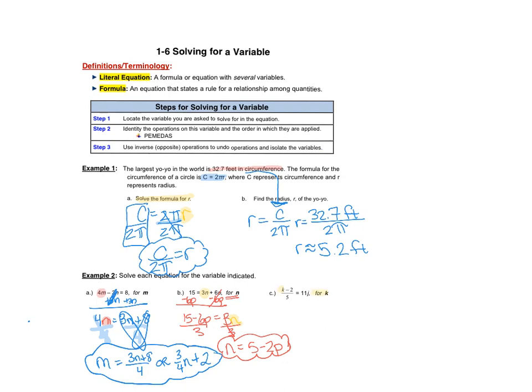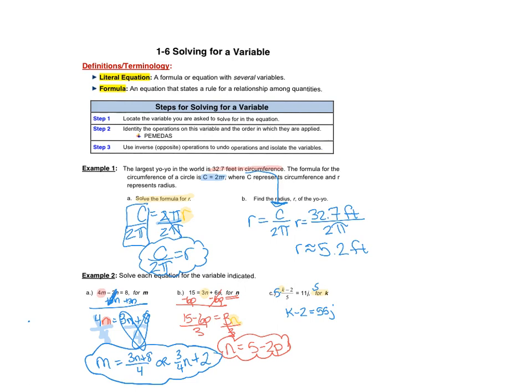In example 2c, it asks for k, solving for k. So I highlighted my k, and if you remember from the prior sections, I like to get rid of that division first, so that denominator of 5. So I'm going to multiply both sides by 5. And that gives me k minus 2 is equal to 11j times 5 is 55j. So you can multiply and divide unlike terms, but you cannot add and subtract unlike terms.